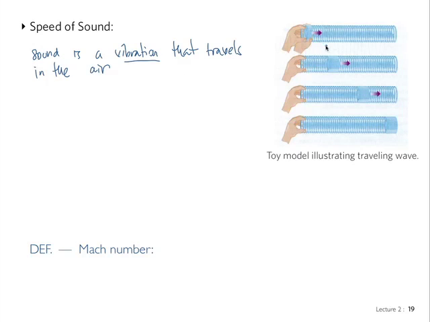Like you see here in the spring cartoon, we cause a little compression, and that compression travels along. And that is exactly what happens with sound. It's a small compression that travels as a wave. This traveling disturbance is a wave. Sound is a wave. It behaves like a wave. And this is our model. So the velocity at which the small disturbances travel is the speed of sound.